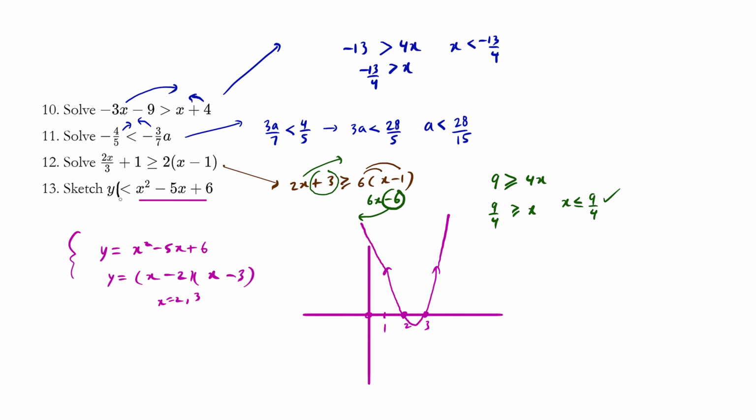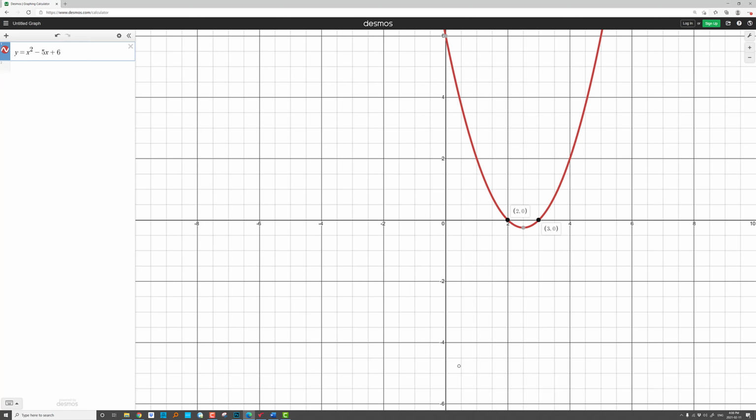Now, the inequality sign is not including the boundary. It's not including the endpoint. So the true graph should have a dashed line. So we're going to draw a little dashed line here. And we're going to sketch the solution region. So sketching y is less than something is going to be below this. So why don't we use Desmos just to see it a bit better?